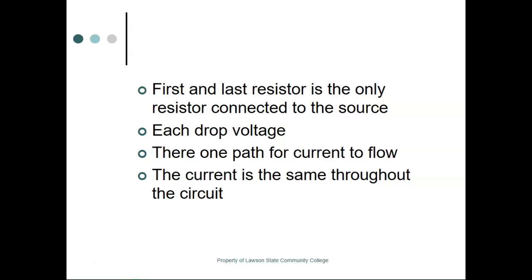So in a series circuit, only the first and last resistor are connected to your source. We'll talk about why we're specifying that it drops voltage, but that is exactly what it does. Resistors drop voltages proportional to their size and size of the circuit. We'll talk more about that here in a minute. So there's one path for current to flow, and so the current is the same throughout the circuit.